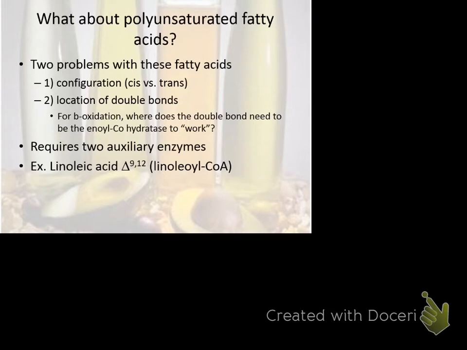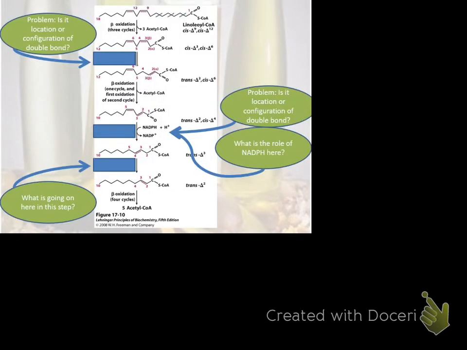This is just linoleic acid. I'm not even going to try to undo years of speech therapy by trying to say its IUPAC name. But linoleic acid is a delta 9, 12 PUFA. This is just a specific example, by the way. Okay. So once again, you're going to undergo beta oxidation, clear up until you get to where the double bond is at position number 3.